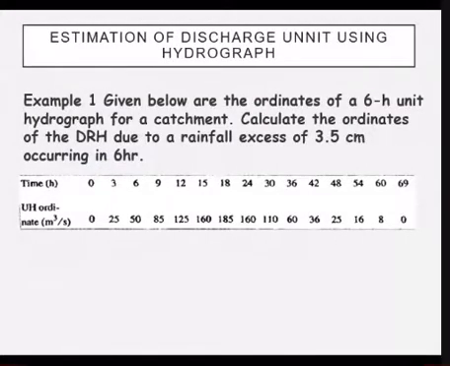Estimation of discharge using the unit hydrograph. Example number 1. Given below are the ordinates of a 6-hour unit hydrograph for a catchment. Calculate the ordinates of the DRH due to the rainfall excess of 3.5 cm occurring in 6 hours. Time is 0, 3, 6, 9, 12, 15, 18, 24, and so on. UH ordinate in cubic meter per second is 0, 25, 50, 85, 125, 160, 185, and so on.